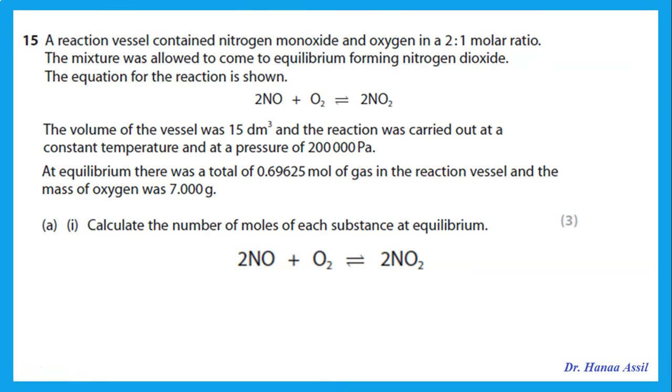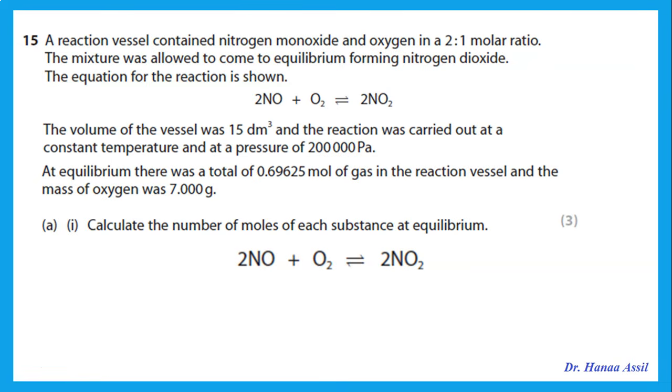Question 15 says a reaction vessel contained nitrogen monoxide and oxygen in a 2:1 molar ratio. The mixture was allowed to come to equilibrium, forming nitrogen dioxide. So we're having nitrogen monoxide reacting with oxygen to give nitrogen dioxide. The volume of the vessel was 15 decimeter cubed. That's the total volume. The reaction was carried out at constant temperature and at a pressure of 200,000 Pascal.